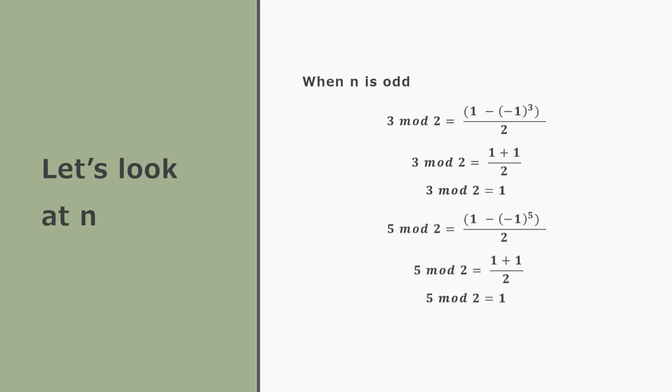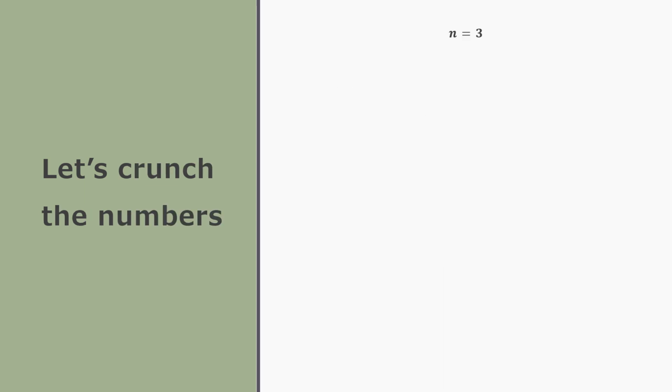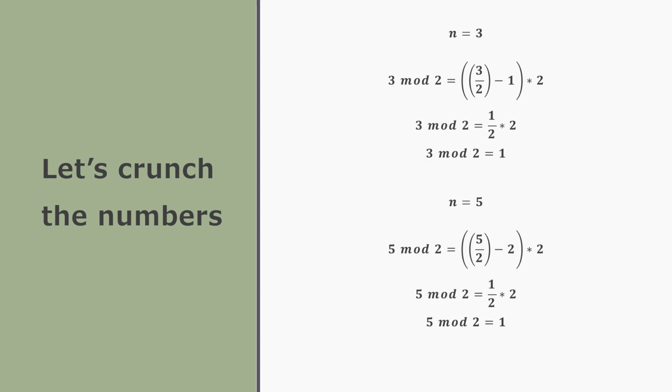And let's look at when n is odd. When n is odd, we know that a negative number to an odd power is just negative. So we have 1 minus negative 1, which is just 1 plus 1, which is 2, and 2 over 2 is 1. So 3 mod 2 is 1, and with that logic, 5 mod 2 is also 1. Let's also crunch numbers, see if that's true. With the magic of modular arithmetic, we find that 3 mod 2 is in fact 1, and 5 mod 2 is also 1. So when n is odd, n mod 2 is 1.